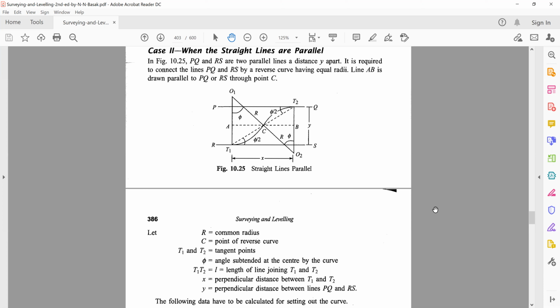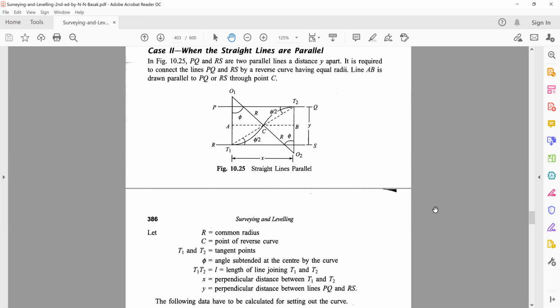So r is the common radius, and c is the point of reverse curve, the point at which the first curve ends and the second curve starts in the opposite direction. T1 and T2 are the tangent points. Phi, like before, is the deflection angle, and L is the length of the line joining the points T1 and T2, and X is the perpendicular distance between T1 and T2, and Y is the perpendicular distance between the lines PQ and RS.